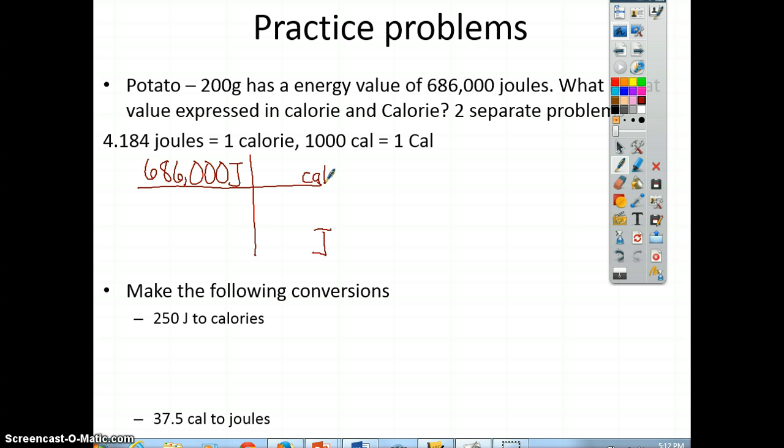This needs to be written fairly neat because I need to be able to tell if that is a little c or if this is a big C. There is a difference. We're finding the little calorie first. This is the conversion factor. Oops, sorry. We're using this conversion factor right here because we are going from joules to calories. So we have 4.184 joules in 1 little calorie.